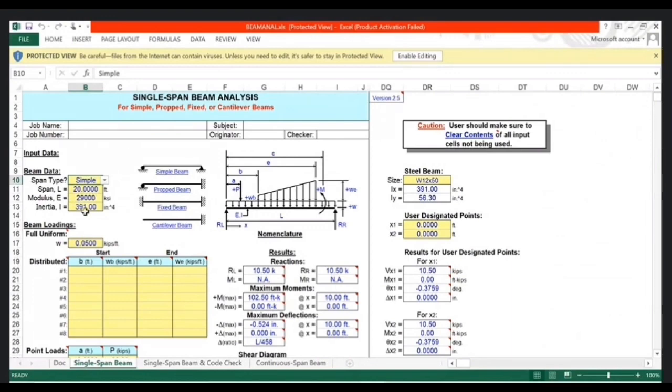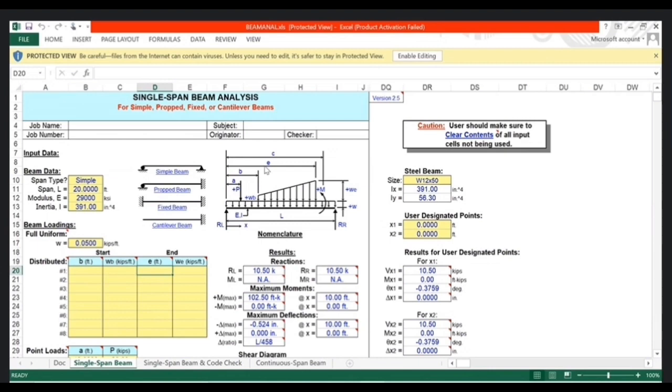Apart from that, we can see the loading conditions. The first load you can see here is the full uniform load, the UDL load, which will apply on the beam. The second one is the distributed load. Here we can distribute the UDL load as well as the UVL load, the uniform varying load. Distance B is the starting point of the UVL load, and E is the end of that load.